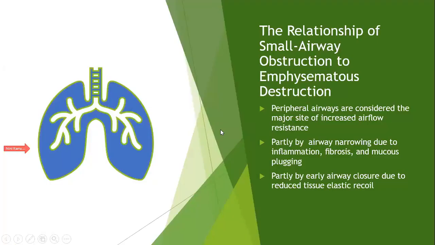Okay, so like I said, the major site of increased airflow resistance will be your peripheral airway. And as I said, nobody is purely emphysematous, nobody is purely chronic bronchitis. So partly the airway narrowing is due to inflammation, fibrosis, and mucus plugging, and partly it is by early airway closure due to reduced tissue elastic recoil.